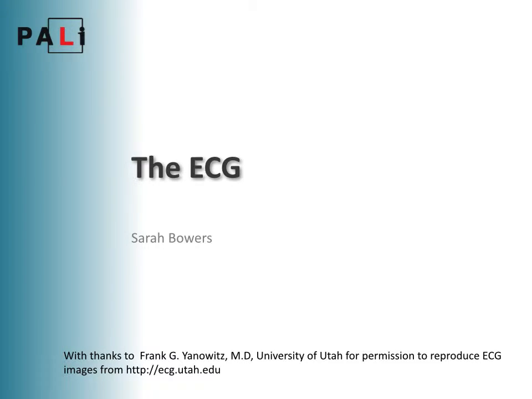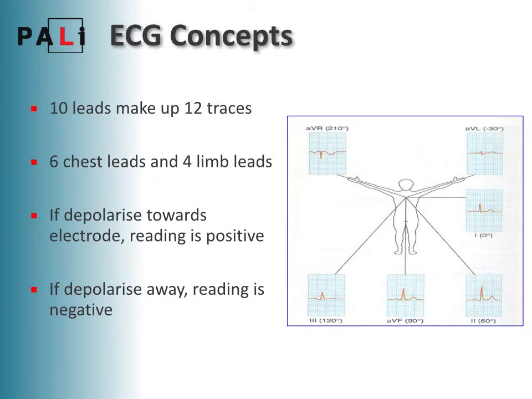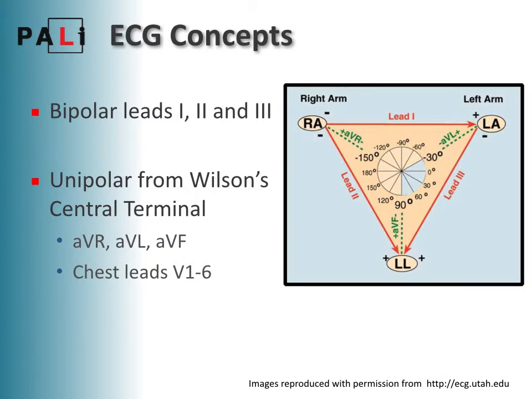This tutorial is going to focus on how to interpret an ECG with a systematic approach. Electrocardiograms are used to give us an idea of the electrical activity of a patient's heart. There are 10 leads in total, made up of 6 chest leads and 4 limb leads, which give us 12 traces. If the electrical activity depolarises towards an electrode, the reading is positive, and if it depolarises away, the reading is negative. There are 2 main types of leads.